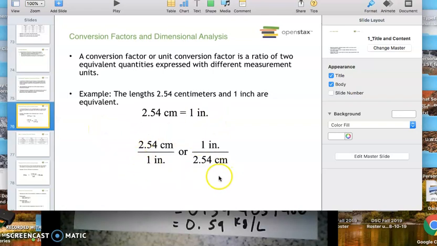So there's two different ways you can express conversion factors. And of course, we express them in terms of fractions. So you can write it as 2.54 centimeters over 1 inch, or 1 inch over 2.54 centimeters. Okay, this is important because when you're doing your conversions, the units are really important to write out, because the units are going to tell you how to do your calculations and set up your problem.